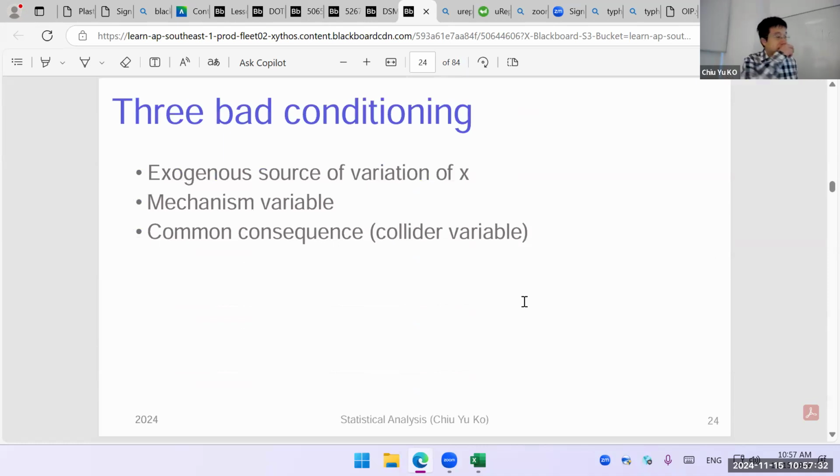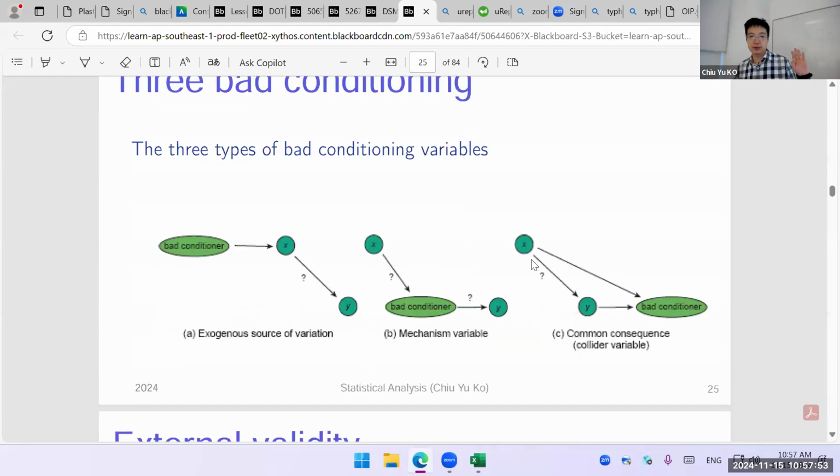So, before we said what should be in X, okay? You should try to include X. And here are three examples of what you shouldn't put in X, okay? The first is called exhaustion of variation in X. The second is mechanism, and the third is common consequence, okay?